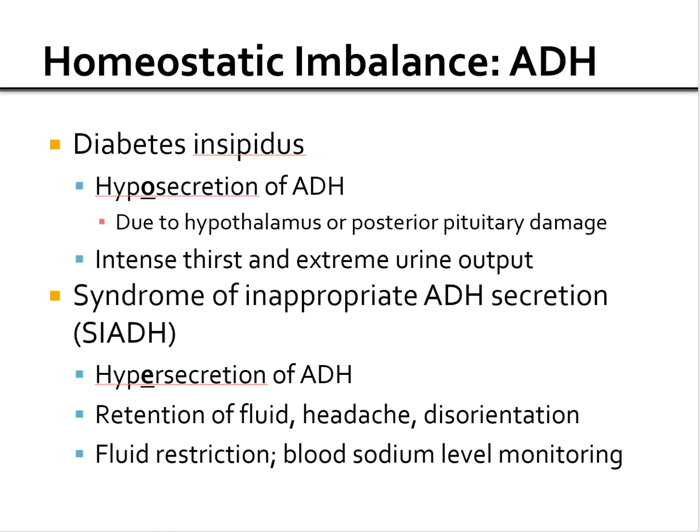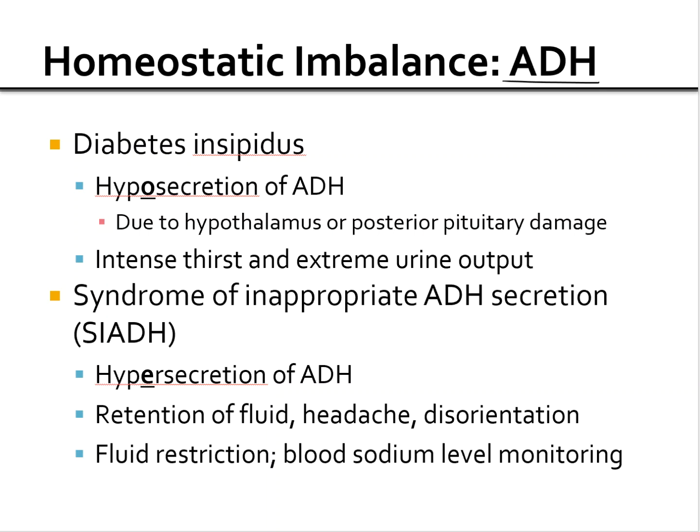One homeostatic imbalance to look at is an imbalance in ADH. We're not going to look at homeostatic imbalances in oxytocin. But a homeostatic imbalance in ADH, or antidiuretic hormone, results in something known as diabetes insipidus. Do not get this confused with diabetes mellitus, which we're going to talk about later, that's associated with a glucose/insulin issue.